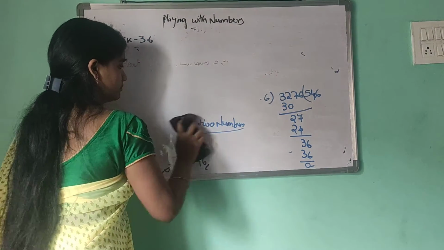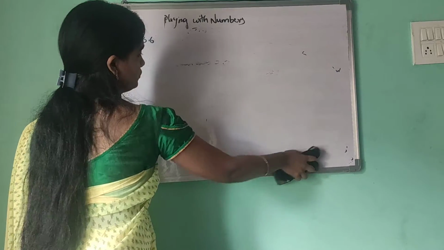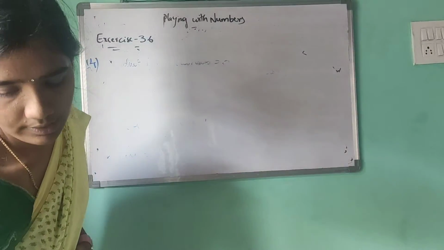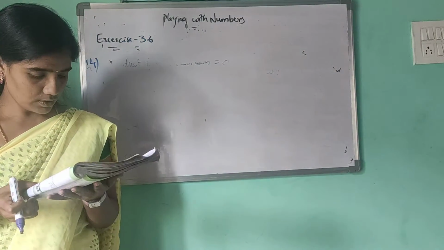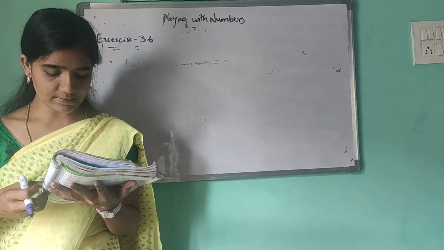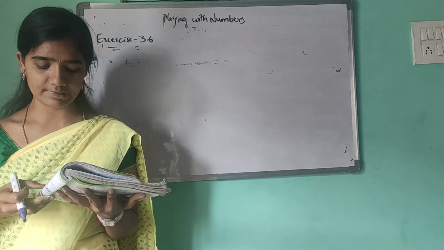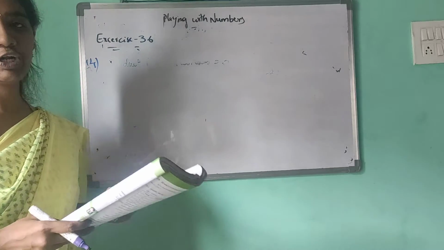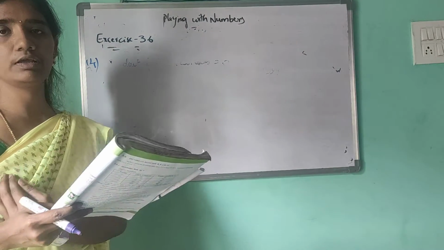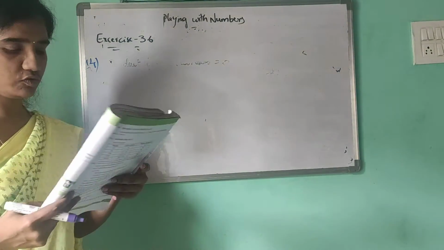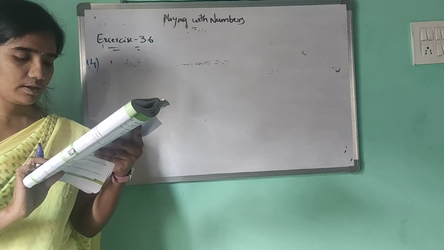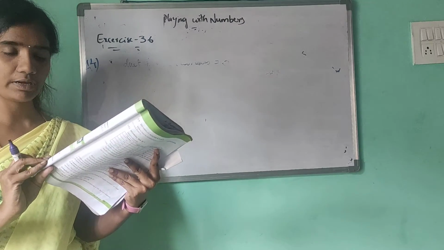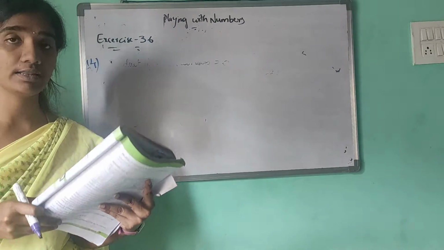Let's see the fourth sum. The HCF of two numbers is 6 and their LCM is 36. If one of the numbers is 12, find the other. You already know some of the formulas. So in this problem, the HCF and LCM of two numbers are given. If one number is also given, find the other number.